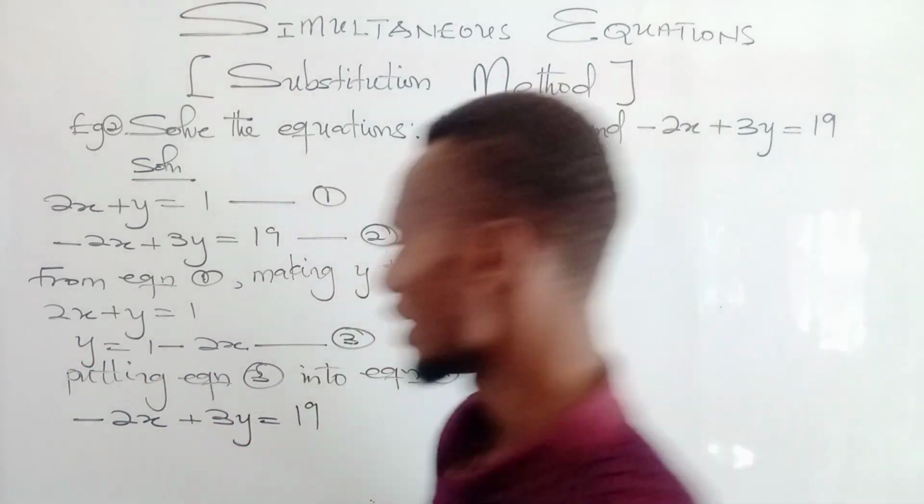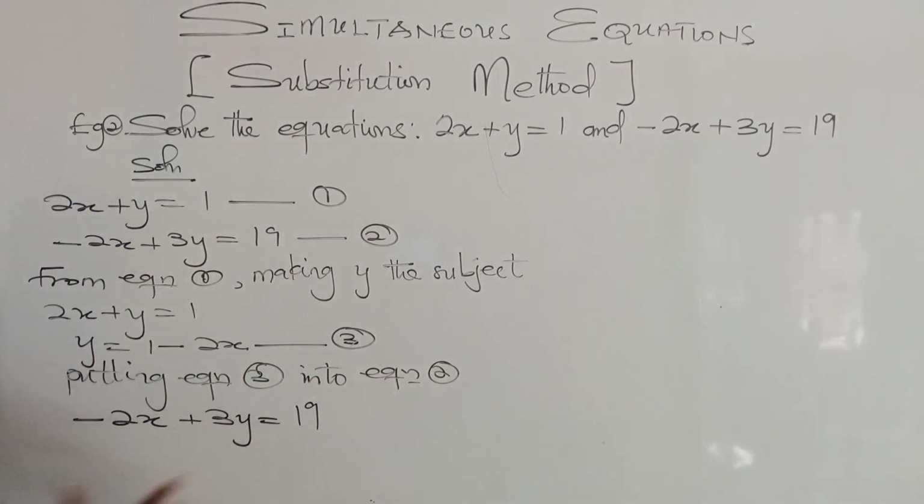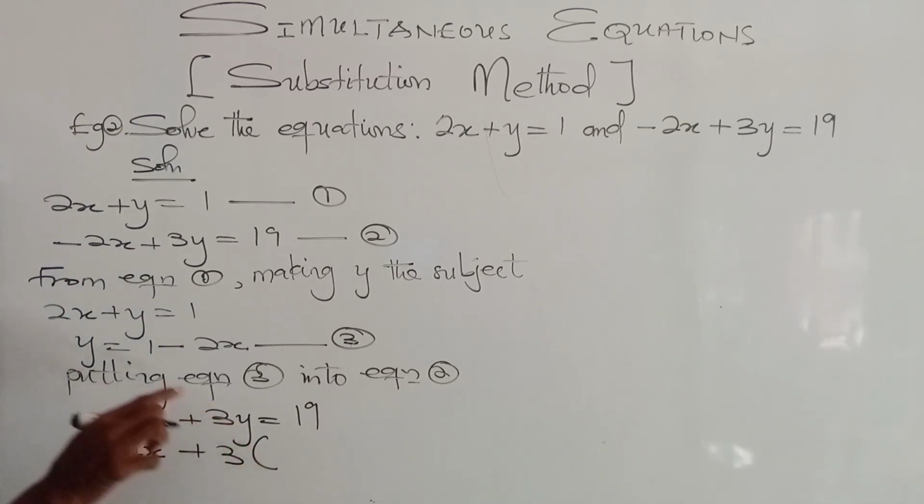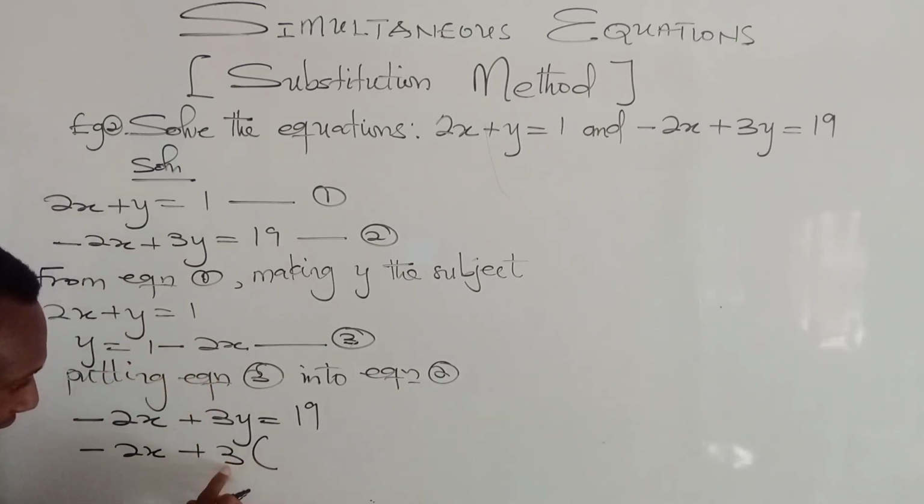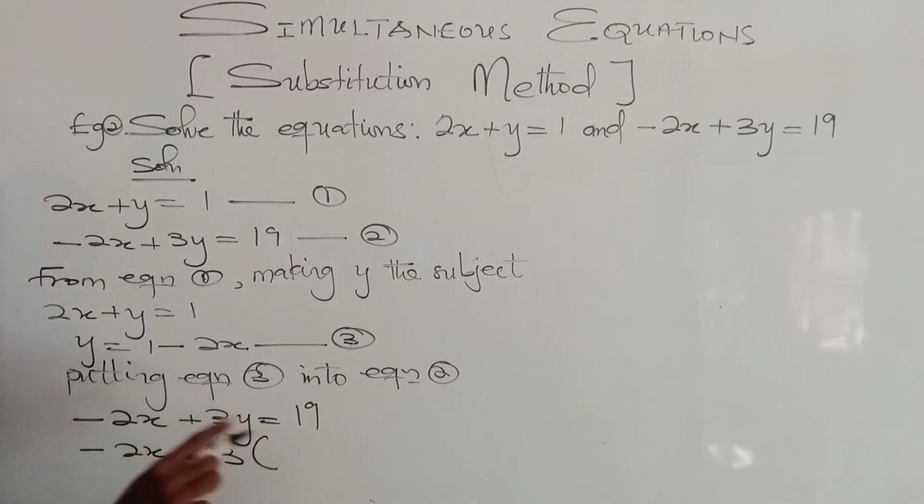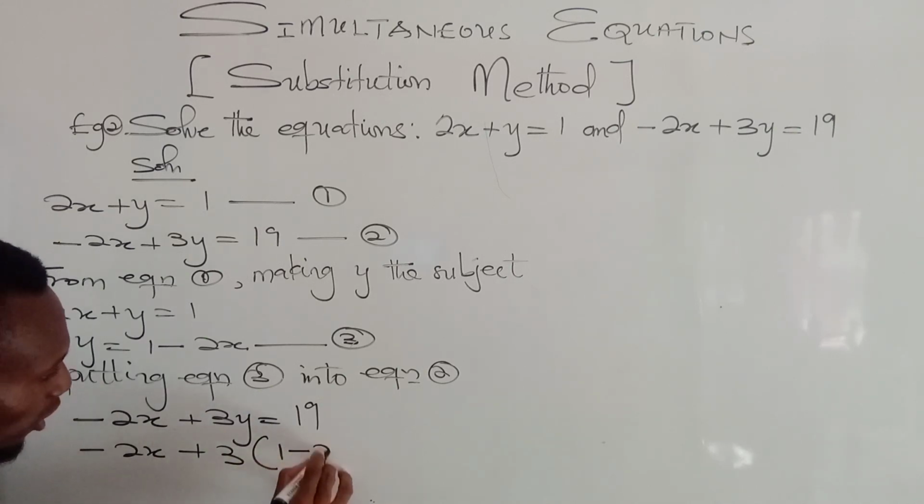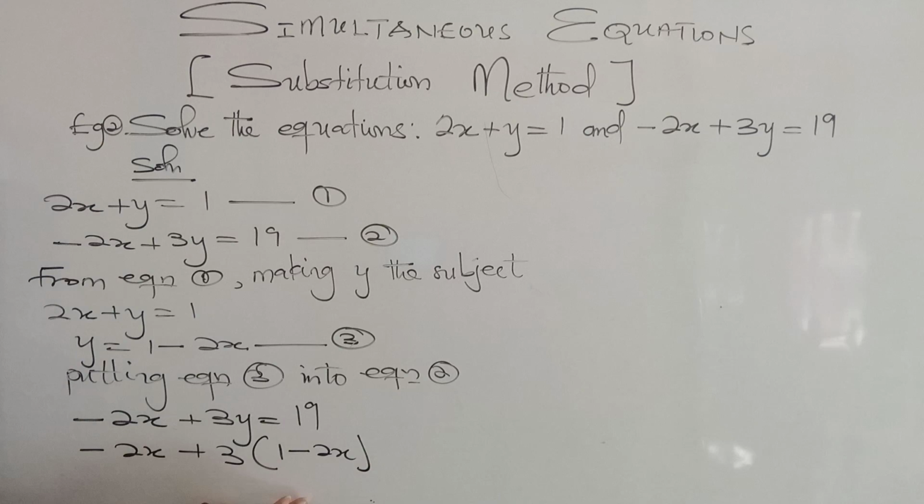I hope you understand. So let's go ahead and put it into equation 2. I'm going to repeat my minus 2s here, then plus 3, which is multiplying the y. So you bring your bracket, which shows multiplication, and the y, we put its value there, which is 1 minus 2s. So 3 into bracket, we have 1 minus 2s. Then you close your bracket. I hope you understand up to this point.